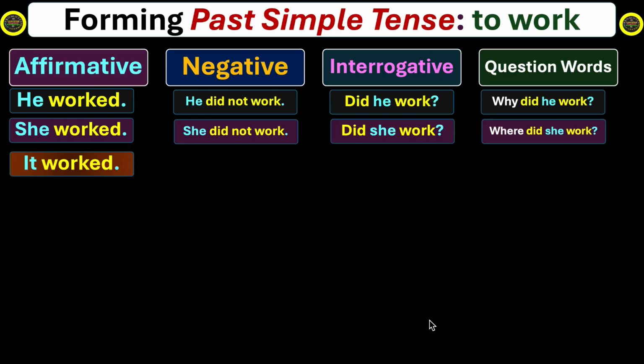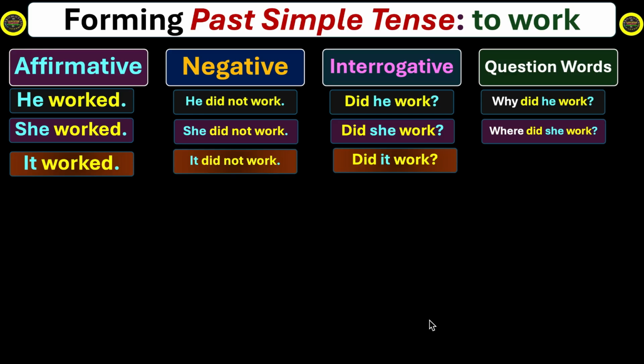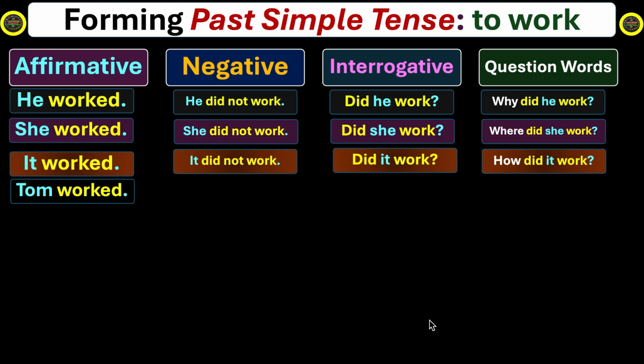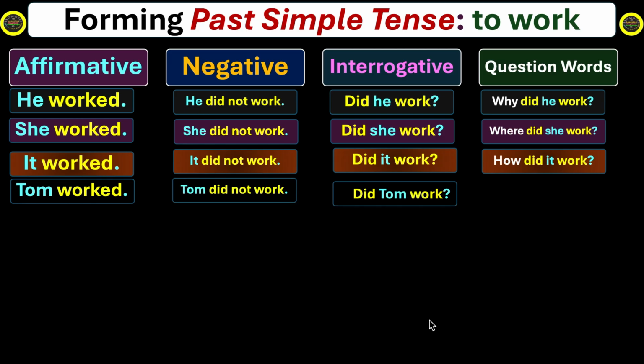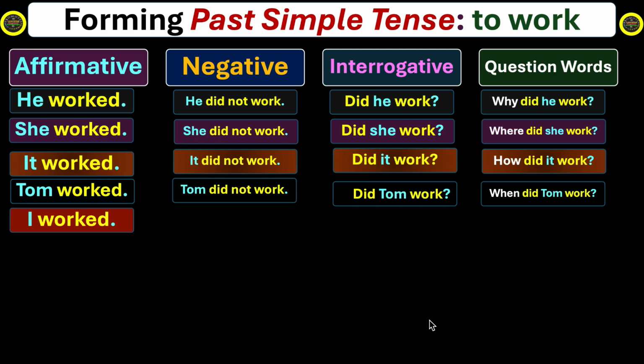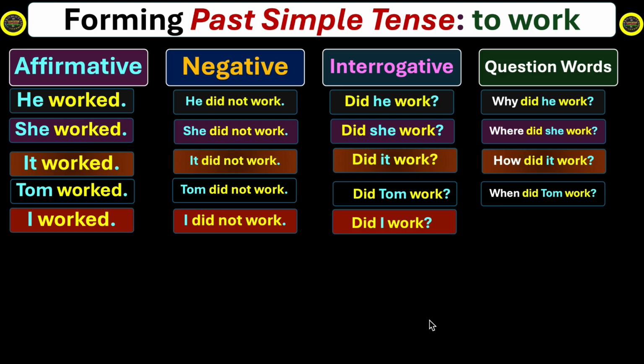We continue. "It worked." "It did not work." "Did it work?" "How did it work?" Now with a singular noun. "Tom worked." "Tom did not work." "Did Tom work?" "When did Tom work?" "I worked." "I did not work." "Did I work?"